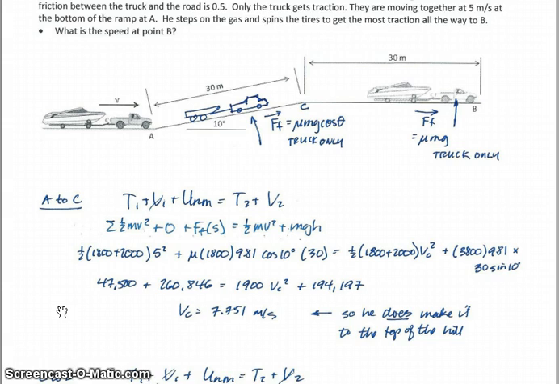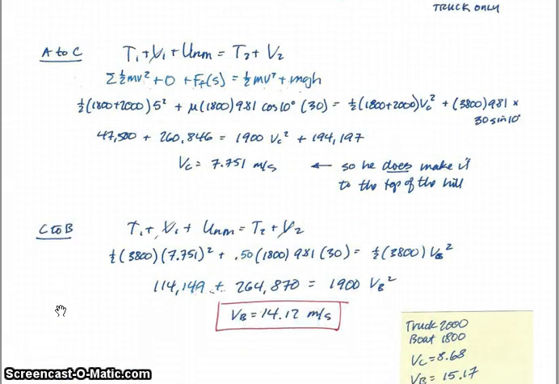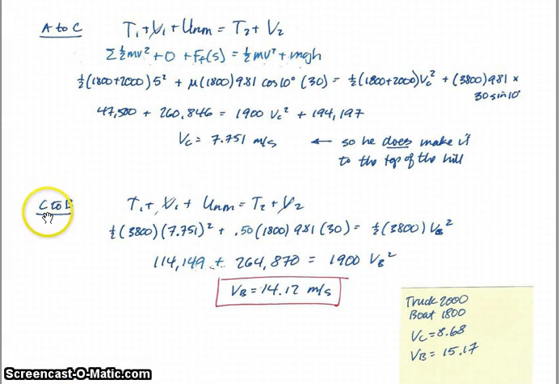All right, then once you satisfy yourself that he gets to the top, then you move on and say, I'm going to go now from the top of the hill over to the end. And so again, yes, some 1/2 mv squared. I'm again doing positive work. Only the truck has traction. No cosine theta to worry about in this leg of the trip. Again, multiply the force of friction times that 30, and you end up with a speed of 14.12.